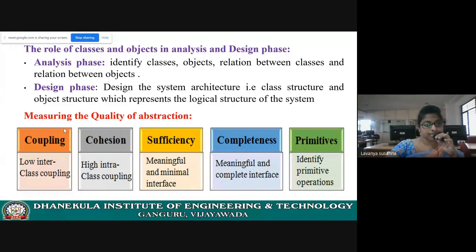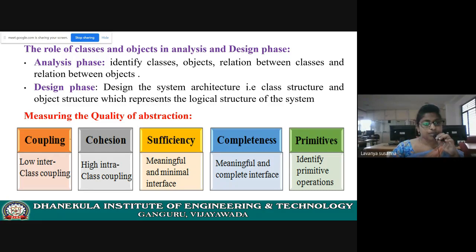What are those metrics? Let us see. First, you need to write like this: in the analysis phase. When the question is asked like that, first you need to write what you will do, when you will identify the classes, in the analysis phase only. So first write down the analysis phase as a heading, and then: in the analysis phase, the classes, objects, and relations between the classes and objects are identified. Later you will design the architecture.